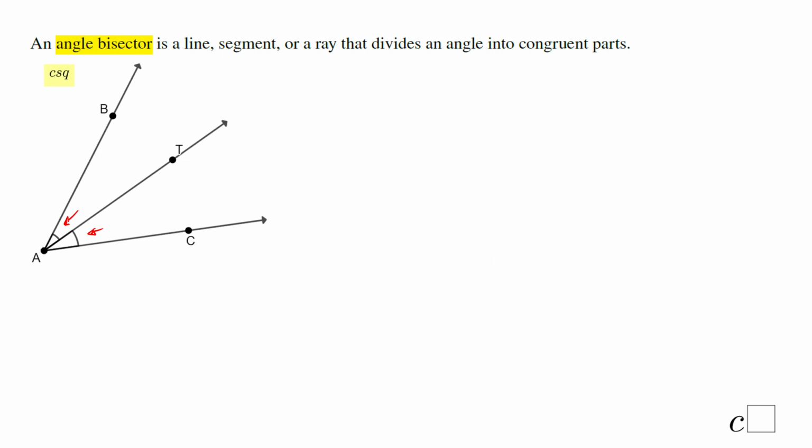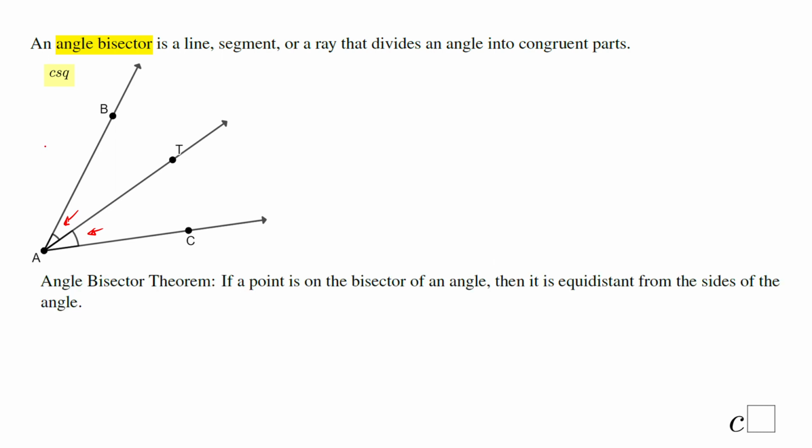We have two theorems, and the first one is the angle bisector theorem. If a point is on the bisector of an angle, then it is equidistant. This is a keyword. From the sides of the angle. Let's see what it means.